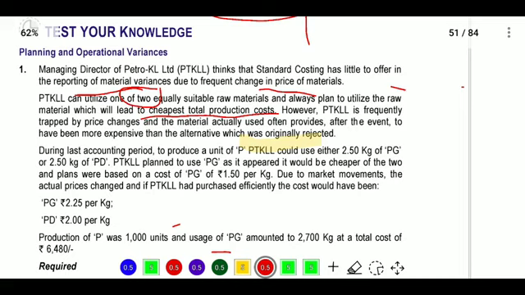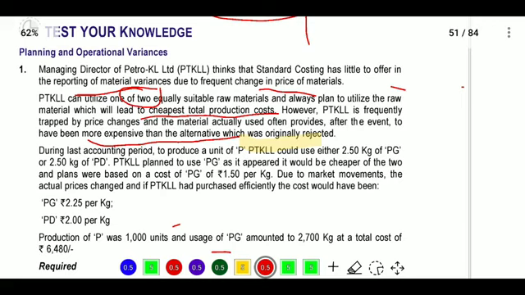However, PTKL is frequently trapped by price changes, and the material actually used often proves after the event to have been more expensive than the alternative which was originally rejected. So they decided to go for less cost, but actually they went for more cost.